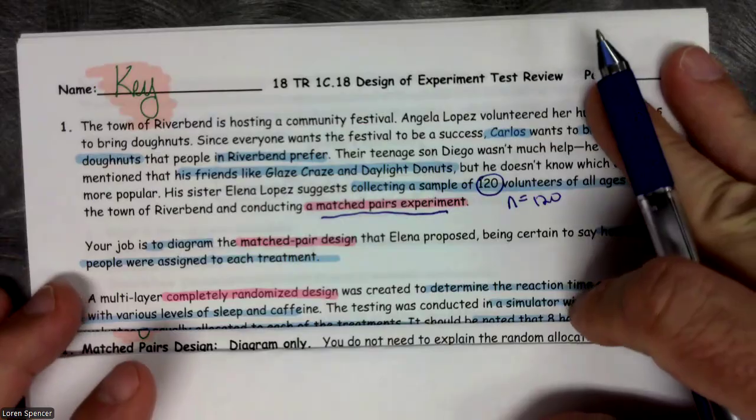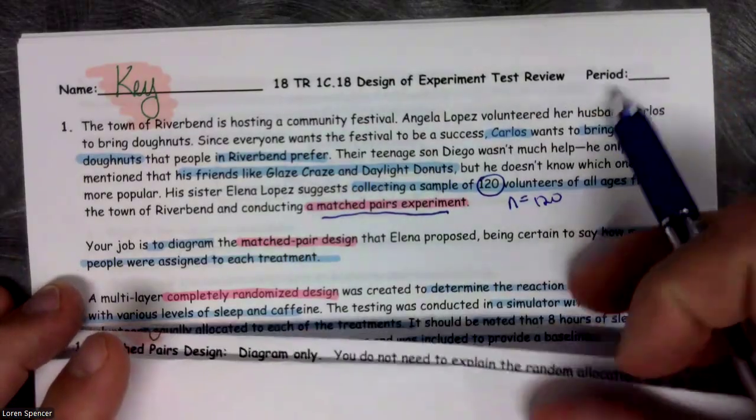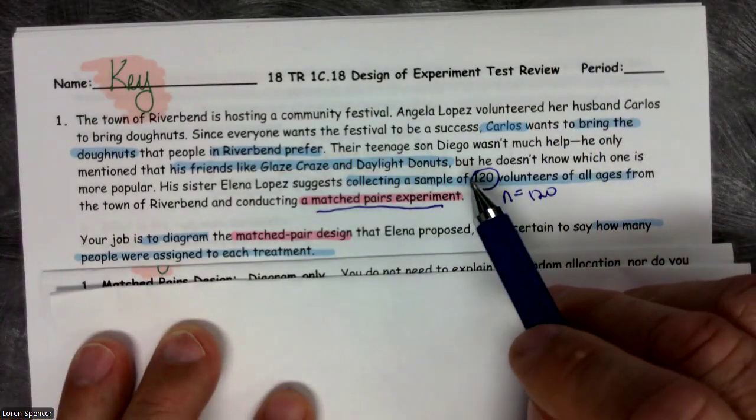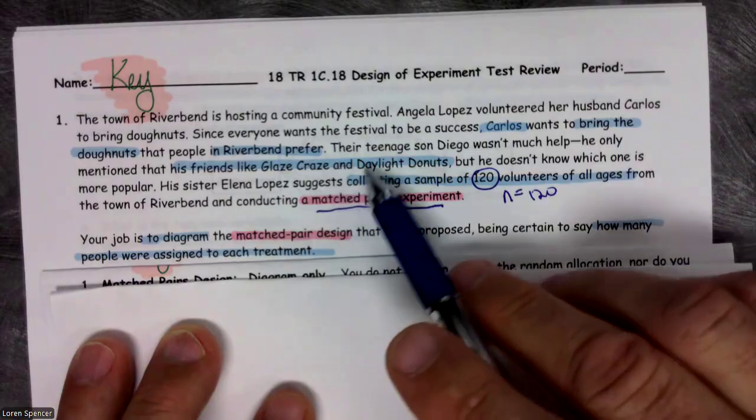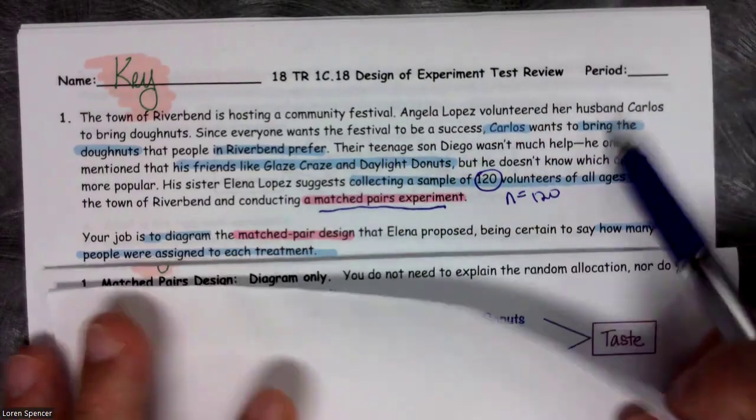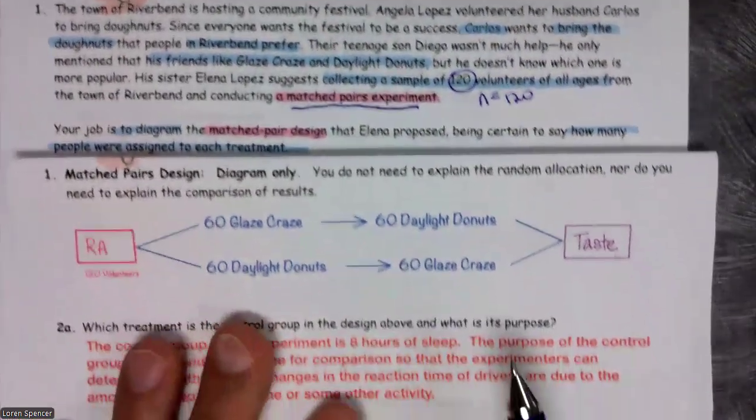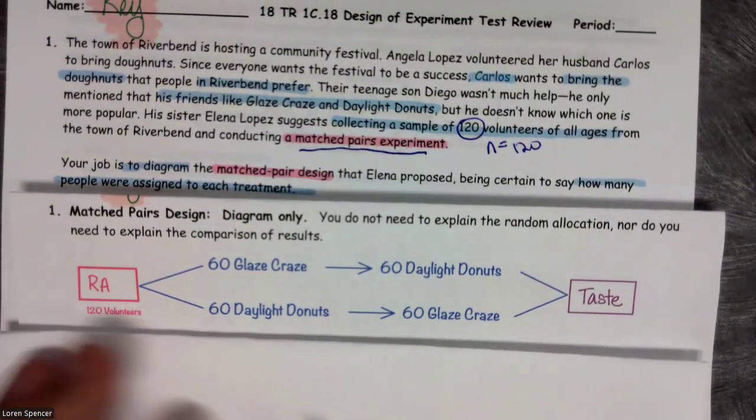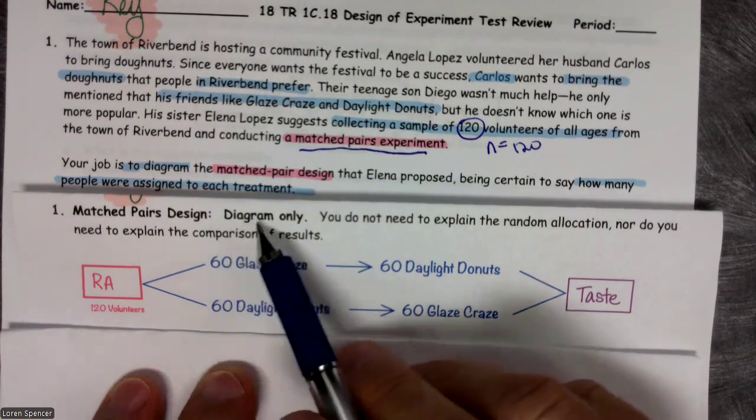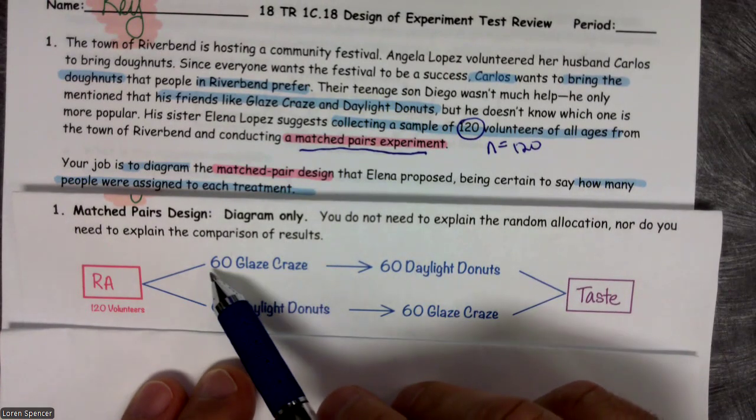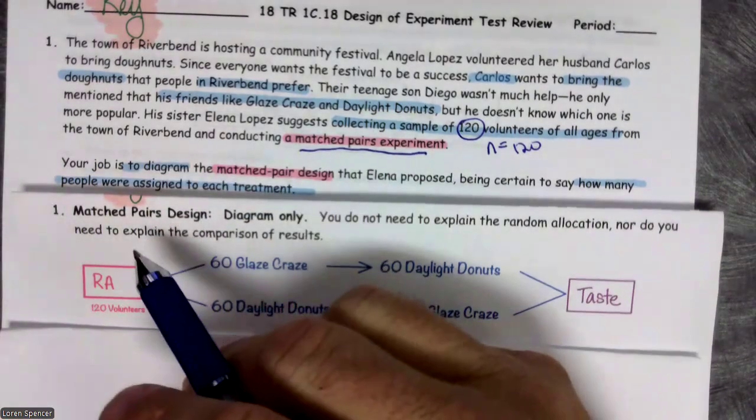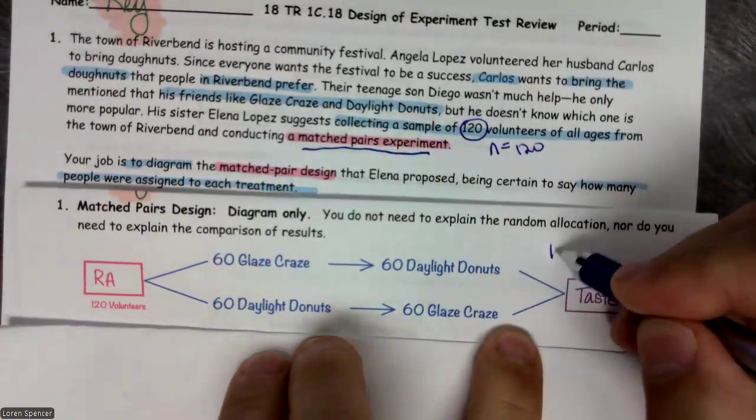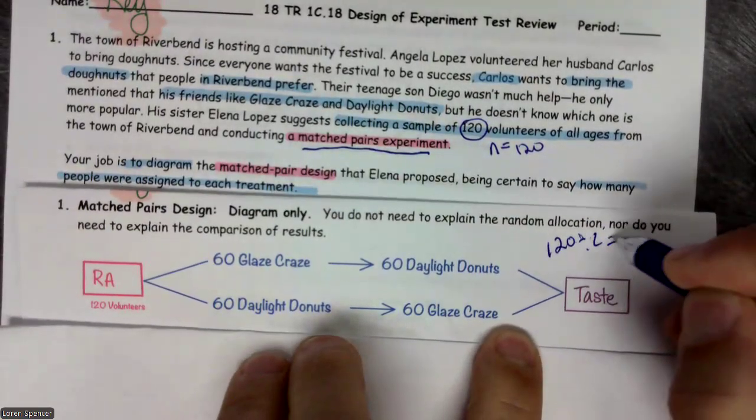Cool. So, if we're having a matched pair, that means everybody is going to get tested twice. So we're going to have 120 people, and all 120 people are going to try some Glaze Craze donuts and Daylight donuts. So here's our diagram. And they told us you do not need to explain the random allocation, nor do you need to explain the comparison results. We need the diagram only. So we have 120 volunteers. We take a calculator and we take 120 and divide it by 2. And that gives us 60.